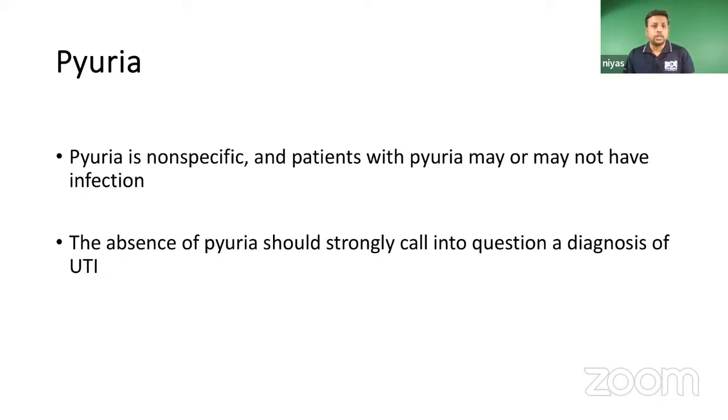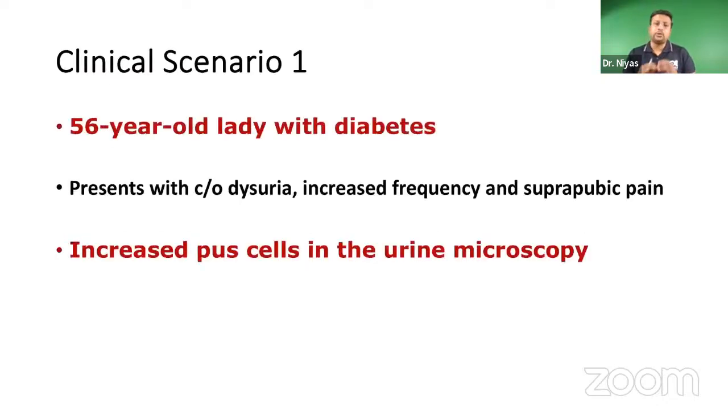Now, pyuria is non-specific. It is not mandatory that every patient with pyuria has a urinary tract infection. And again, the absence of pyuria should strongly call into question a diagnosis of urinary tract infection. Now, with that, let us go back to our case. So this was a 56-year-old lady with diabetes mellitus presenting with dysuria as well as increased frequency as well as suprapubic pain, and there are increased pus cells in urine microscopy.